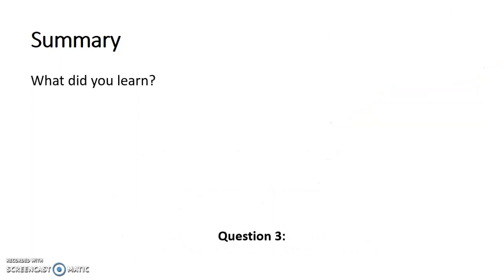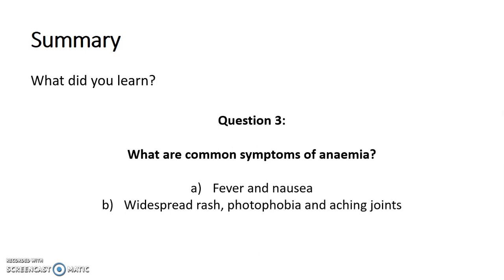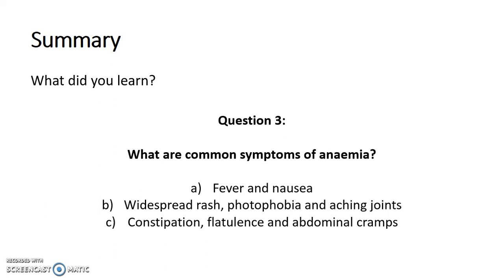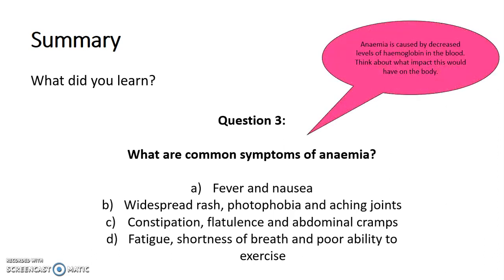And finally, what are the common symptoms of anemia? Fever and nausea, widespread rash, photophobia and aching joints, constipation, flatulence and abdominal cramps, or fatigue, shortness of breath and poor ability to exercise. And the answer is fatigue, shortness of breath and poor ability to exercise.